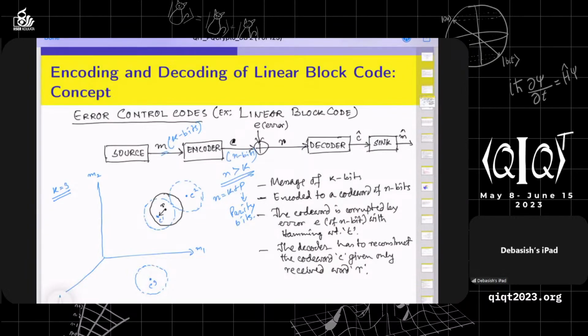these p parity bits are generated from the message bits.